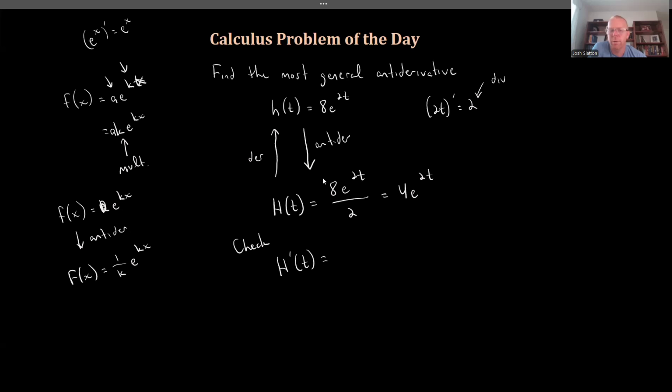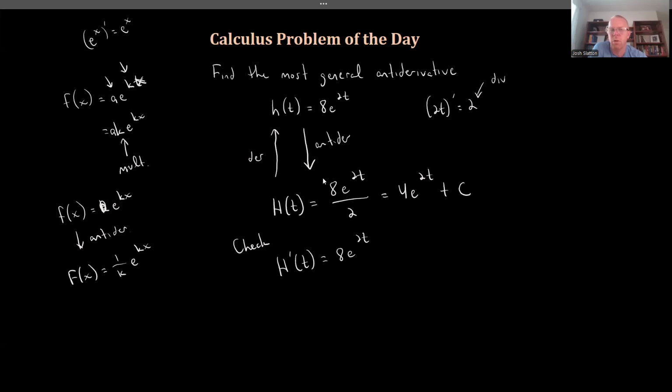And of course, the derivative of 2t is 2. We're going to multiply that derivative by the 4, and we get 8e to the 2t. And that's all there is to it. So these are very easy. As long as you remember the derivative rules, just do the opposite, and then always at the end check. It's not super difficult. We should also add a plus c.